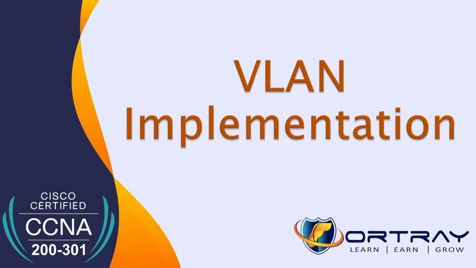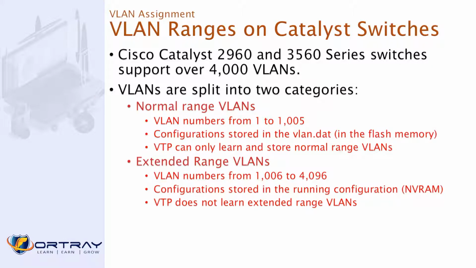That was about the VLANs and all those things, but now how we can create the VLAN implementation, how we can implement it. Cisco Catalyst 2960 and 3650 switches support up to 4,000 VLANs, so 4,000 tags can be applied.